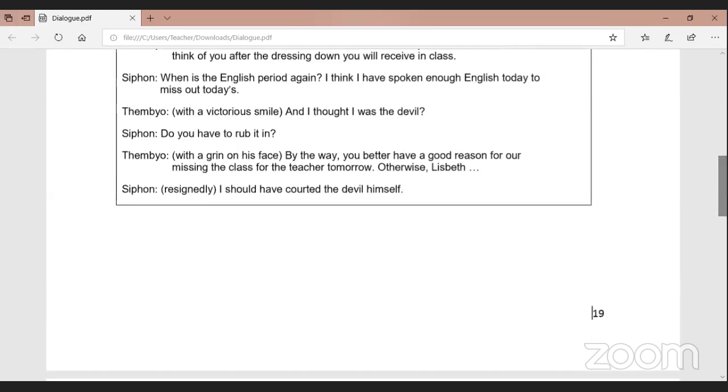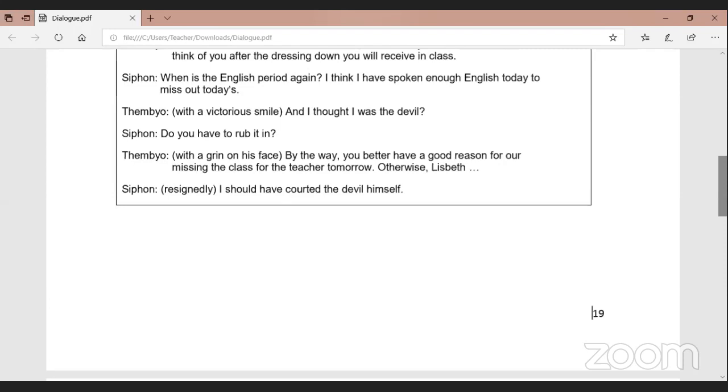Tembo, with the victorious smile: And I thought I was the devil. Siphon: Do you have to rub it in? Tembo, with a grin on his face: By the way, you better have a good reason for our missing the class for the teacher tomorrow, otherwise Lisbeth. Siphon, resignedly: I should have quoted the devil himself.